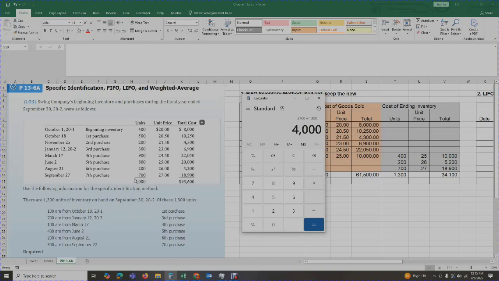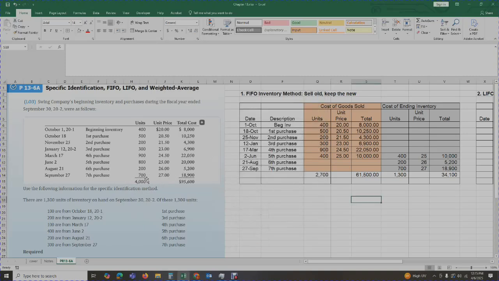So from the 4,000, we have to split it up. How many units of the 4,000 did we sell using FIFO? These are the units, the one in orange. These are the units I've sold. I'm selling my oldest units. I'm keeping my newest units. So I'm keeping 1,300. These are the 1,300 units I'm keeping. These are my newest units. Everything else is sold.